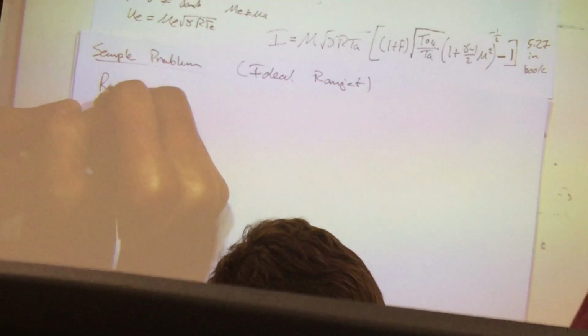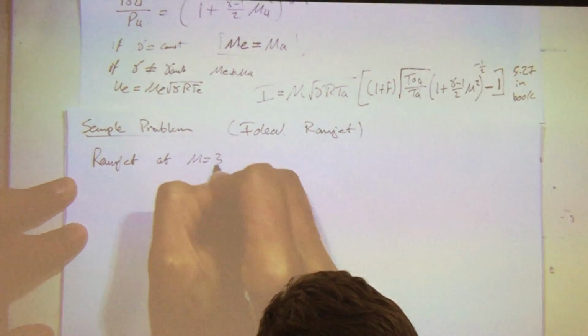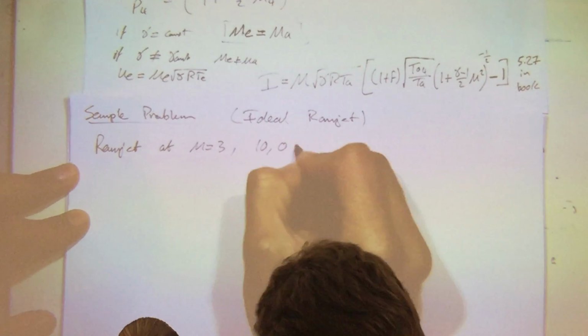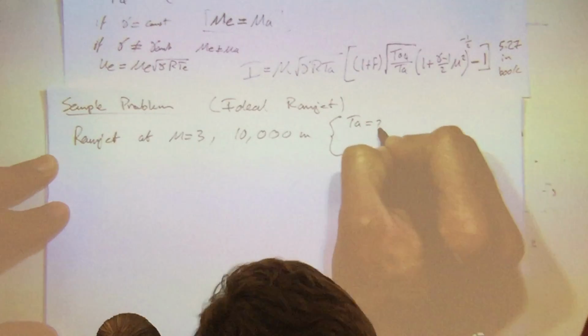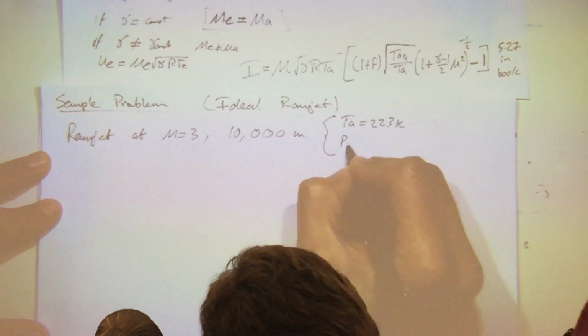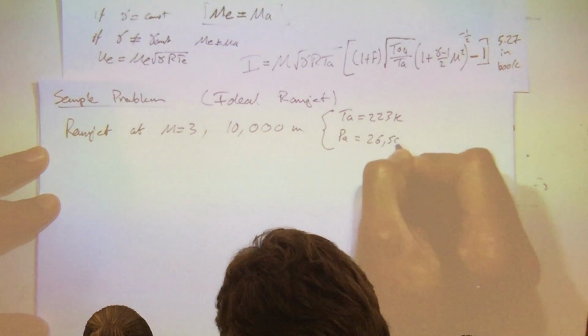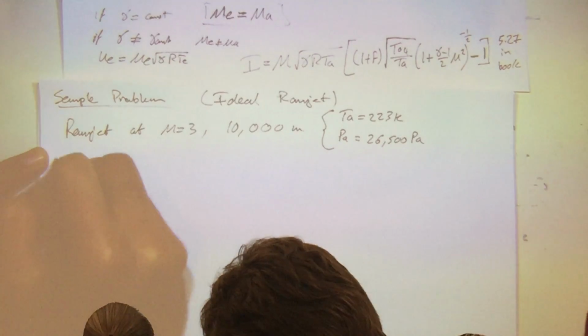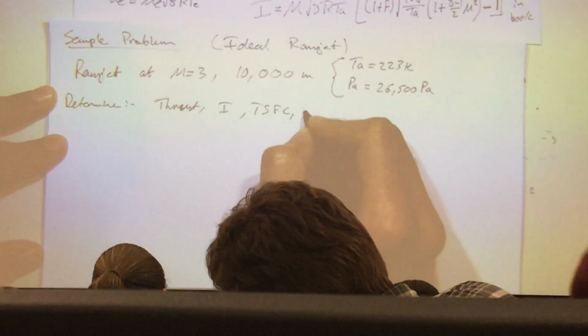I've got a ramjet at Mach equals 3 at 10,000 meters in altitude, which translates into my ambient conditions of 223 Kelvin, and my pressure is equal to 26,500 pascals. Determine thrust, specific thrust, TSFC for the following.